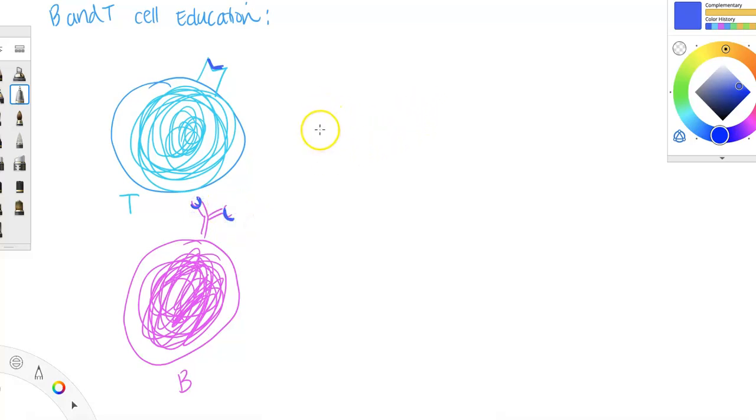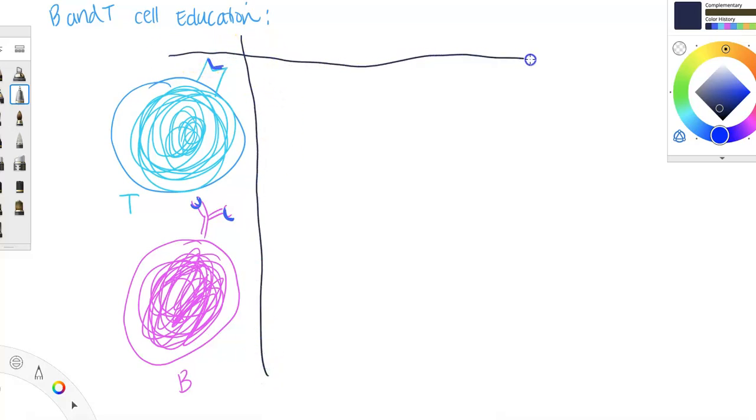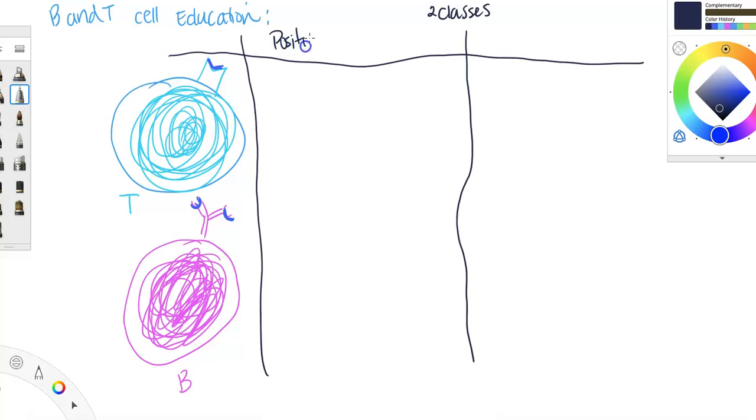So, before it's set out and left to go and try to find its antigen, it has to go through an education process. It's a funky line, isn't it? It's an even funkier one. Okay, so it has two classes that it has to take and pass. The first one is called positive selection.